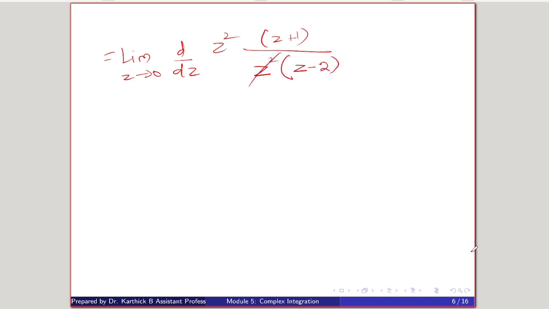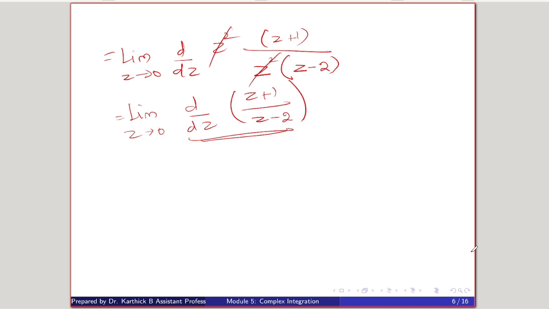So in the next step, 1 by 1 factorial becomes 1. The limit z tends to 0 of the derivative with respect to z of z square times f of z, where f of z is z plus 1 divided by z cube minus 2 z square. That means we can take z square common, giving z square into z minus 2. So this z square will get cancelled. The remaining will be d by dz of z plus 1 by z minus 2. Now we have to differentiate this term, and then apply the limits.